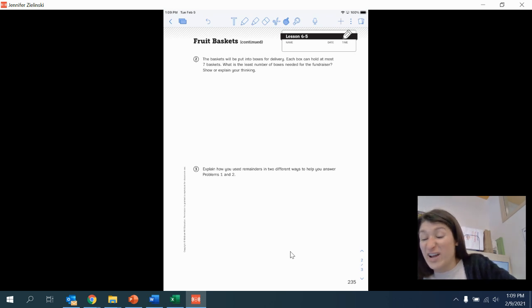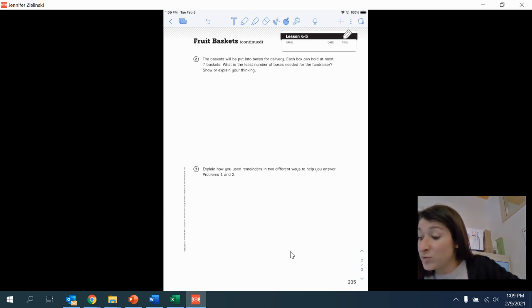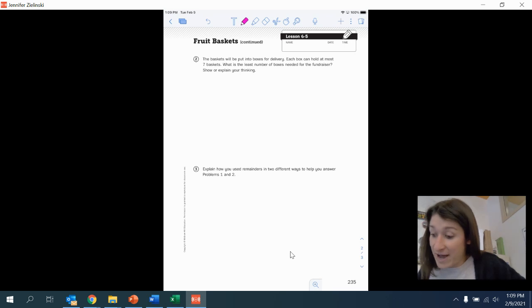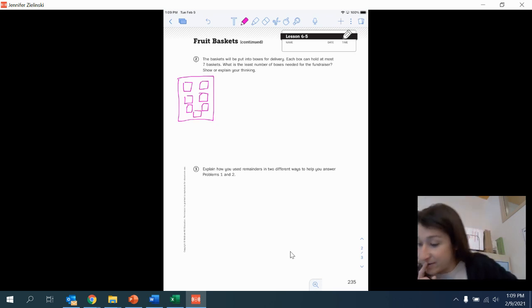What you want to figure out, after you've already figured out your answers to the previous problem, is something like this. You will have baskets and you're putting them into a box. And think about each box can hold 7 baskets. So these little boxes I'm drawing inside the big one are going to be my baskets, and I know that this box can hold 7. I want to know the least number, or the smallest number of boxes that I could use for the fundraiser.